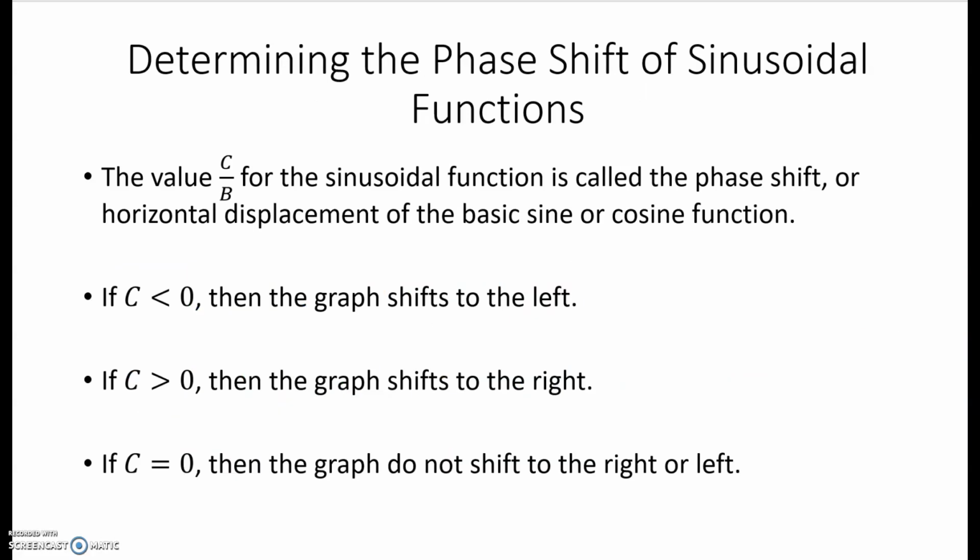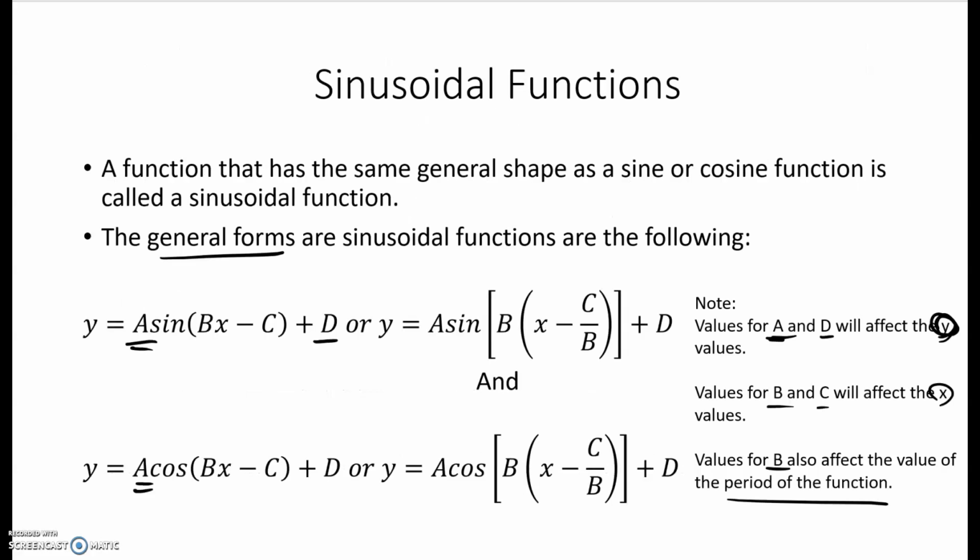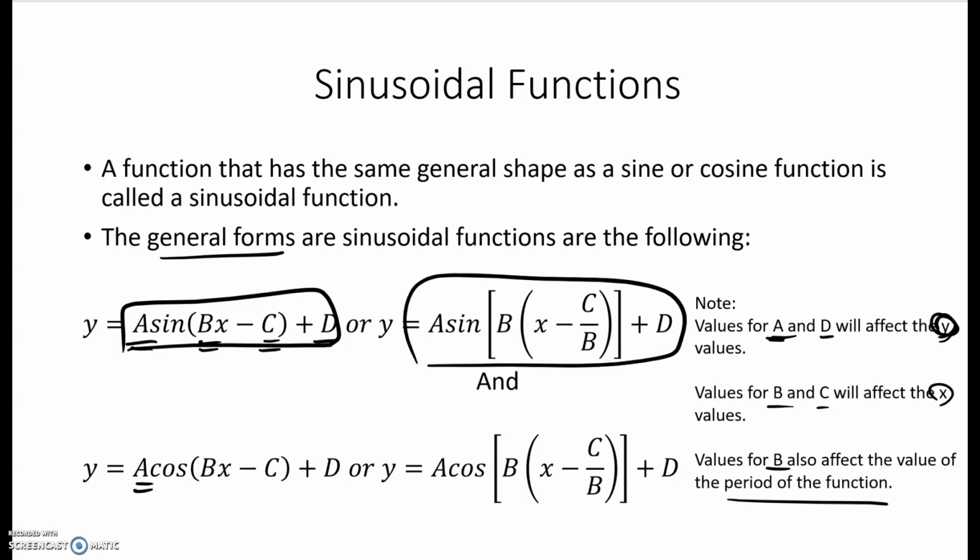Now your phase shift of a function. So you need the formula C over B. And back at our general formulas, remember we can write this two ways. Here's your C right here, here's your B. Or if you factor out a B, like you do here, then there's your C over B. That is your phase shift. Now remember, we have a negative right here. That's going to be important for the phase shift.